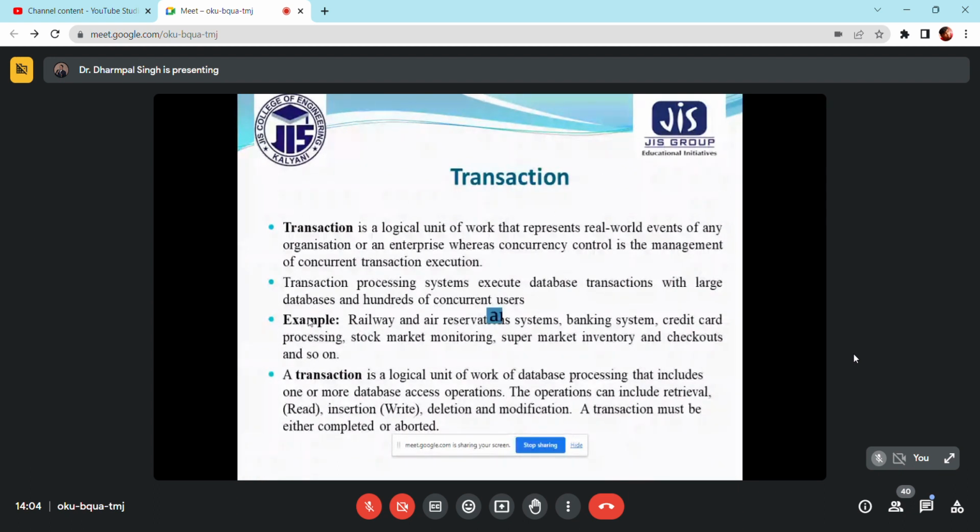Okay. So when you say the word transaction, I can say that when you go to the commerce side, they say that the value of both the parties will be changed. This is also one form of transaction.